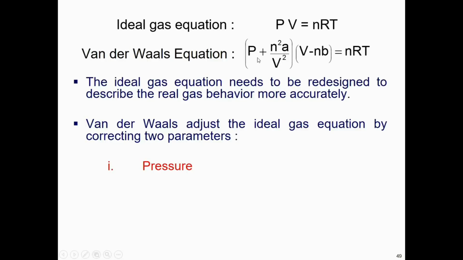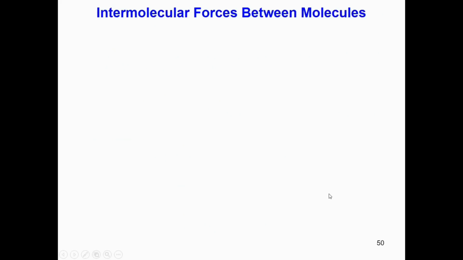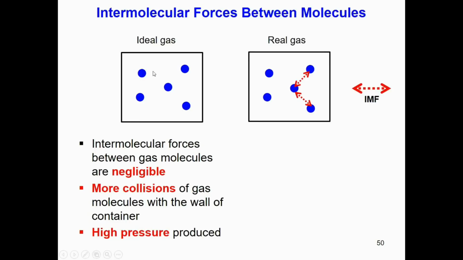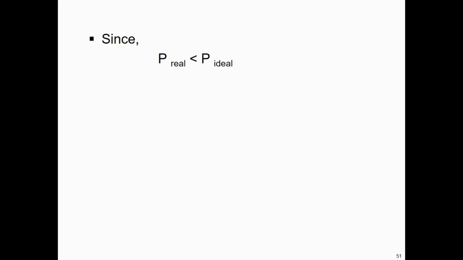The van der Waals equation given here is actually correcting two parameters of gas, which are pressure, since we take into account the attractive forces between gas molecules, and the volume, since we take into account the volume of gas molecules. The intermolecular forces between molecules for ideal gas are negligible since the molecules are far apart from each other. Therefore, the pressure in ideal gas will be greater because we ignore the IMF. But for real gas, since we take into account the intermolecular force, the pressure exerted by the gas molecules onto the wall of container will be lower. So the pressure for real gas is lower compared to ideal gas. So P real is smaller than P ideal.